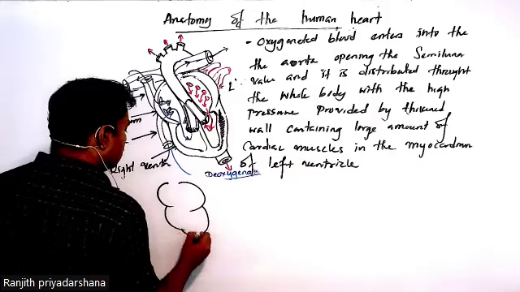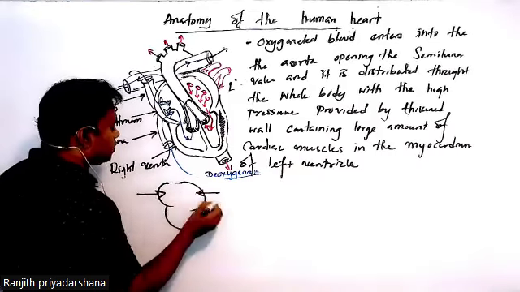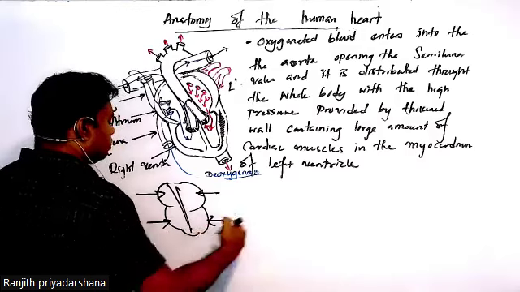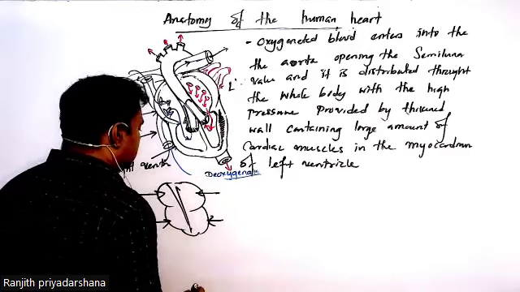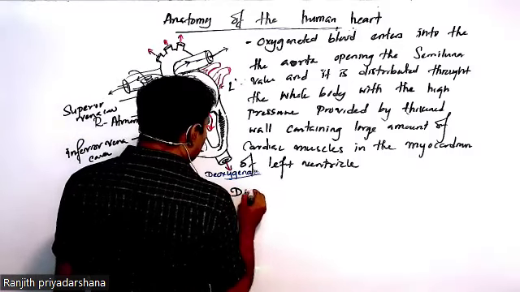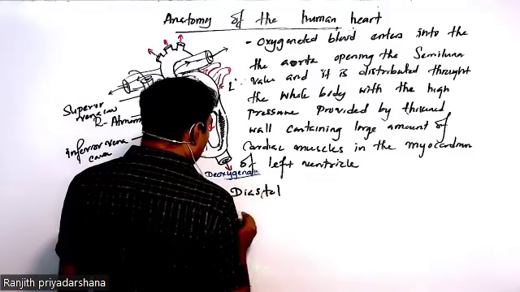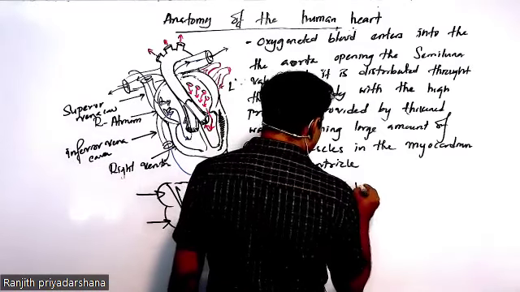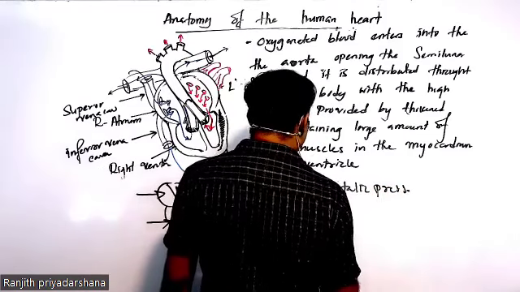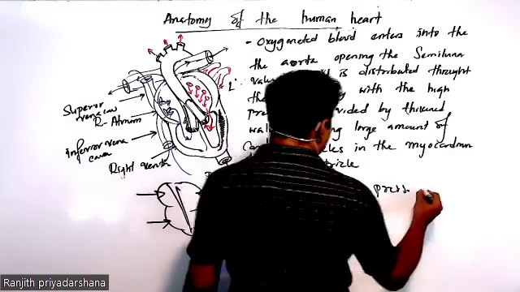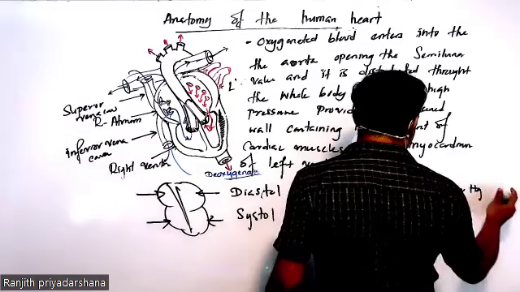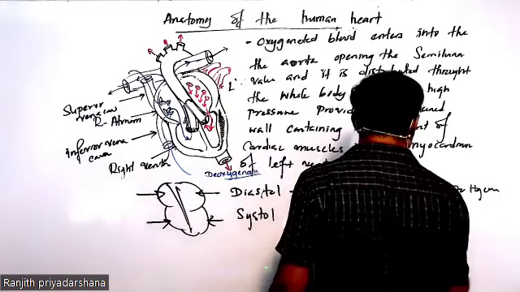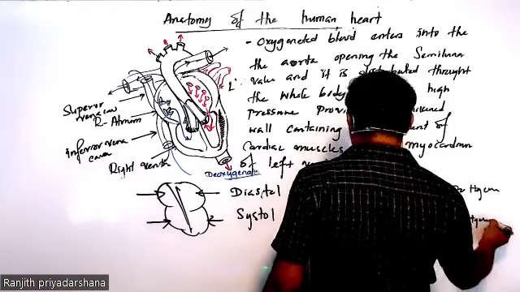Initially, the upper two chambers contract. We call that systole. Then what happens? We can see the contraction of the lower two chambers and relaxation of the upper two chambers. So we call that diastole and systole. So this is diastolic pressure and systolic pressure. It's 70 to 80 mercury centimeters. And here systolic pressure is around 110 to 120 mercury centimeters.